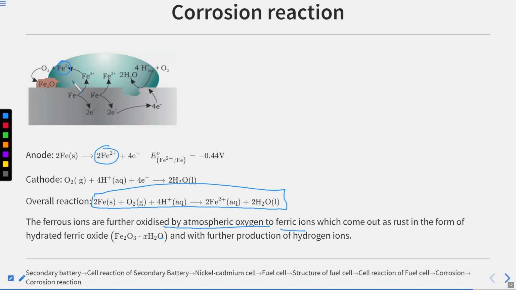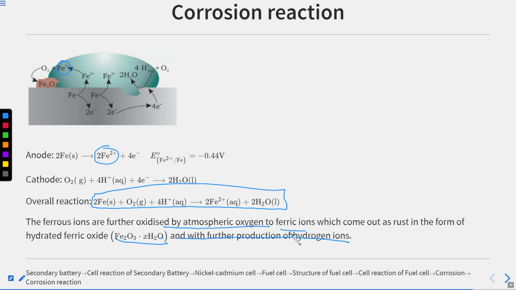So what is happening here, this Fe2+ that is produced is further oxidized, or you can say further reacts with oxygen, to give us ferric ions in the form of Fe2O3·xH2O. So some crystallized water is present, that depends and is varying, okay, and with further production of hydrogen ions. So this will facilitate more hydrogen ions. So is this clear? This is the overall reaction for corrosion. You must think about it. This is a very good practice to think about the complex reactions. Once you get a clear picture of it, you can apply this concept in each and every cell reaction that you get in an exam.